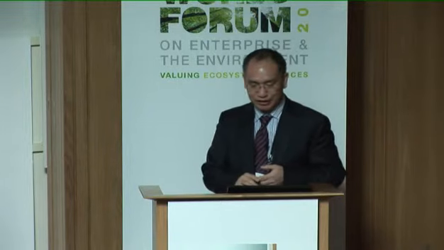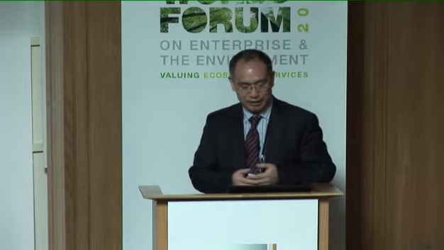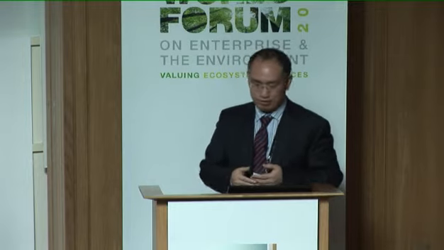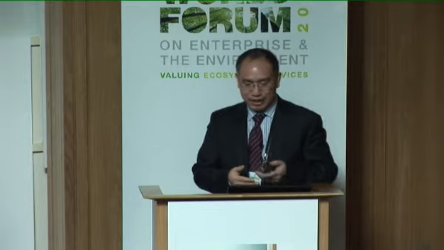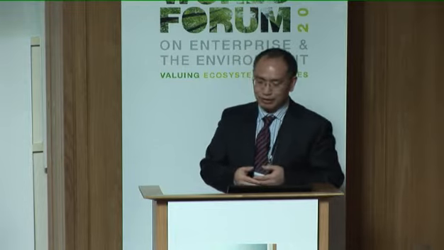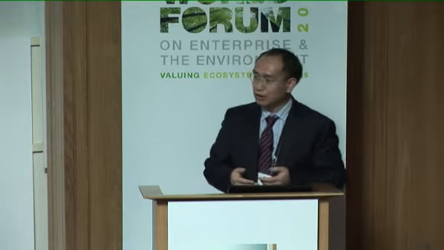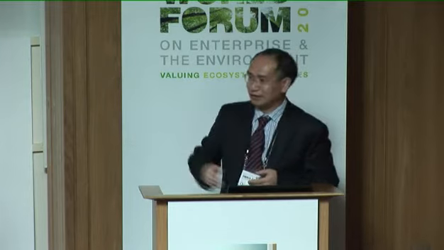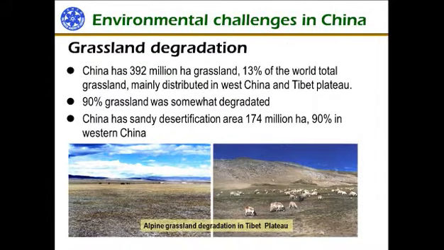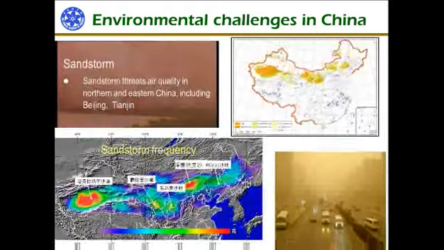And also rocky desertification in the Karst area. In China, there are about 8,000 square kilometers of this area, and it is actually the poorest area in China: low soil, low water, low cropland. With grassland, China has a huge area, about 13% of the world's grassland, mainly distributed in West China and the Plateau. About 90% of grassland is somewhat degraded.